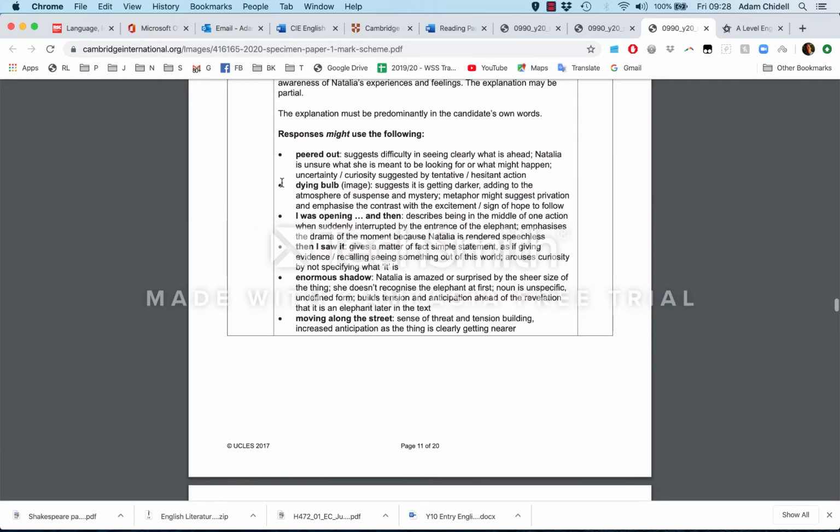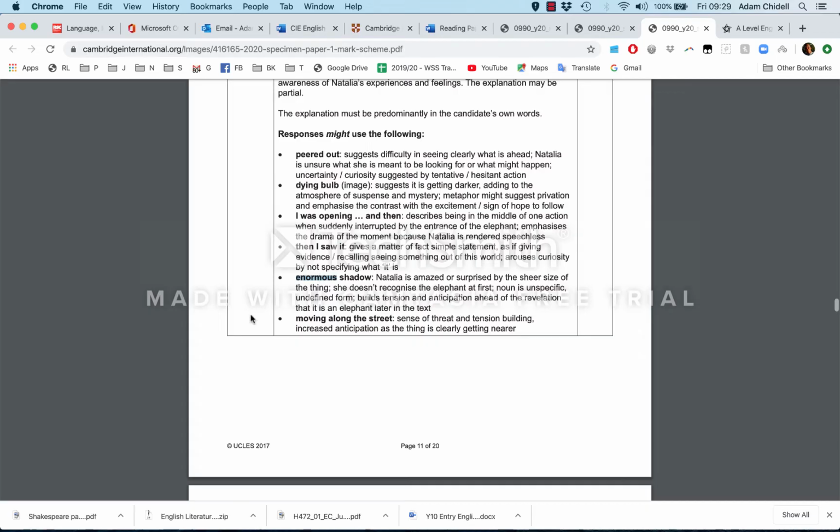I'm not going to look at all of these, but you can have a quick look and see which phrases made it onto the mark scheme and what was said about them. So if we just take one of these, let's say "enormous shadow," and just look how much information can be squeezed out of these two words. Obviously, you would phrase this in your own words, but broadly speaking, the phrase helps convey Natalia's amazement or surprise because of the sheer size of the thing.